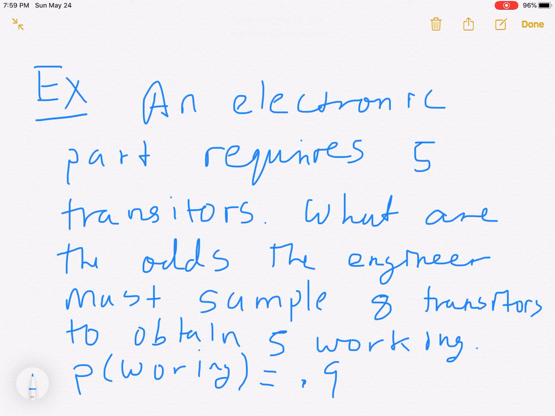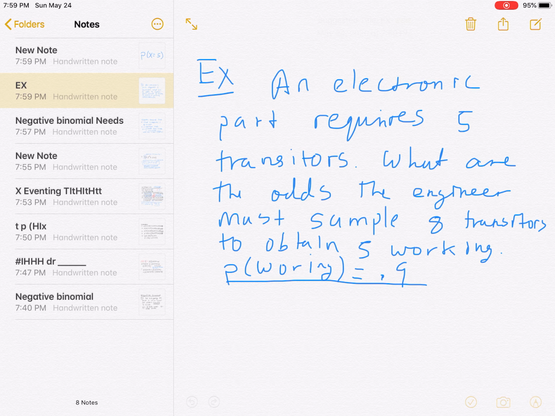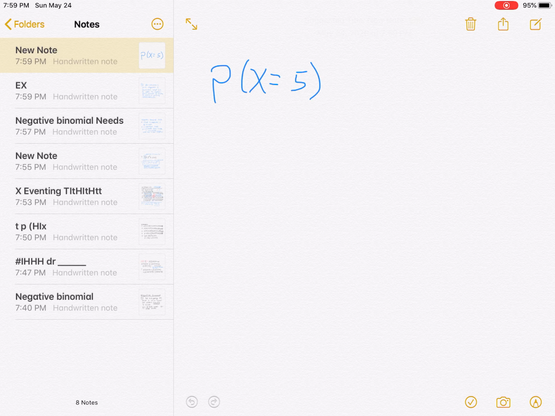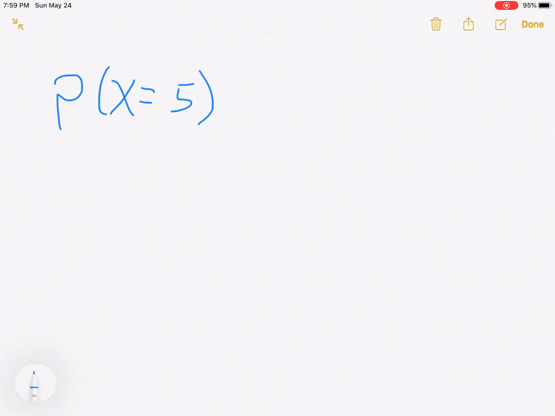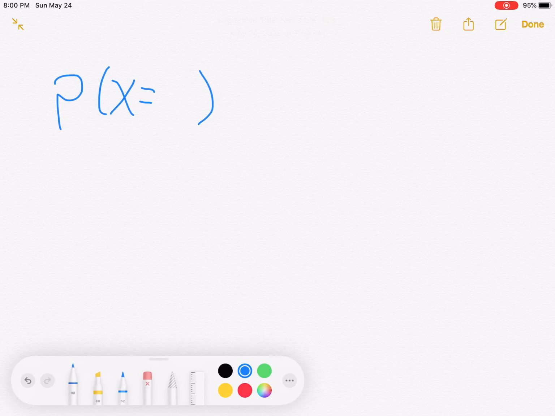So this is negative binomial because we have independence. It wasn't explicitly stated, but it's fair to assume that one transistor's outcome does not affect the other. In addition, the probability of working is assumed to be 90% for each transistor. And here, my random variable x is the number of transistors that need to be sampled. So if I'm going to compute the probability that x equals 8, because we need to sample 8 transistors.